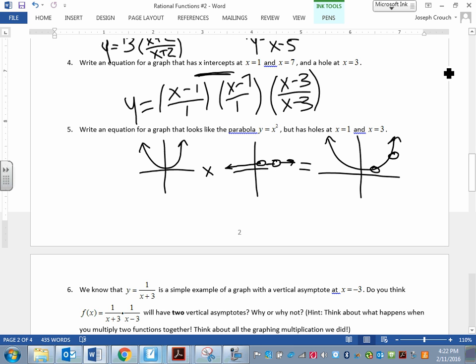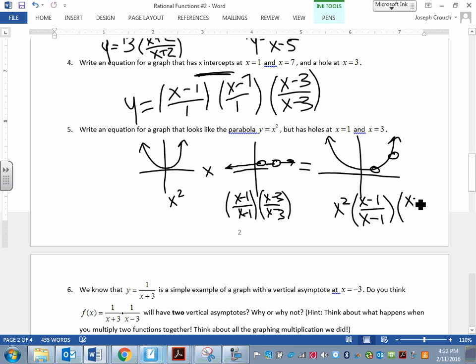So what did we multiply? Well, this one is x squared. This one, I've got to get those 2 holes there. So that's an x minus 1 over x minus 1, and an x minus 3 over x minus 3. So my product here, my final answer is x squared times x minus 1 over x minus 1 times x minus 3 over x minus 3.